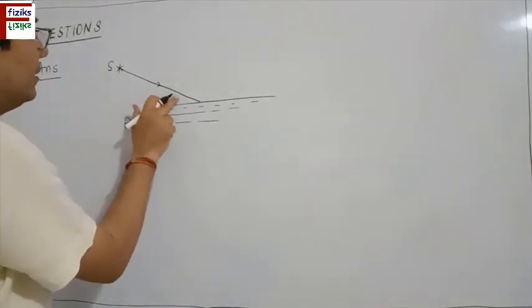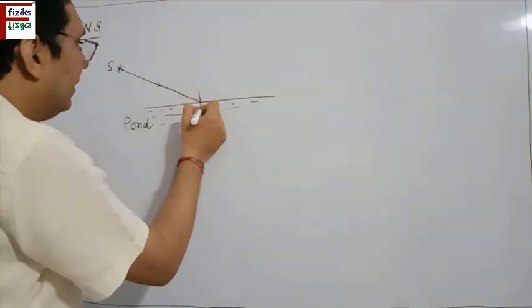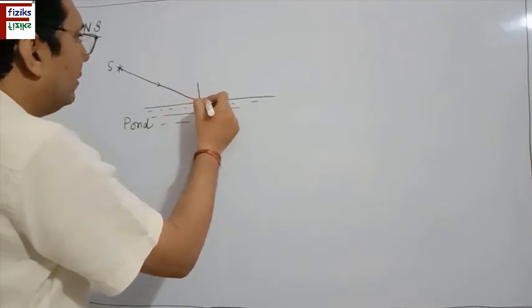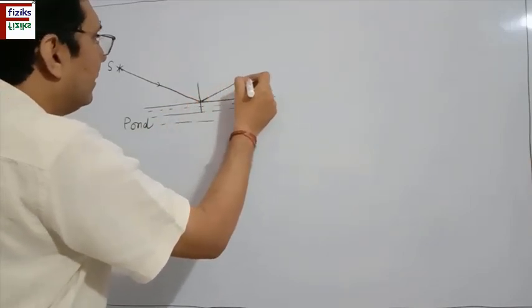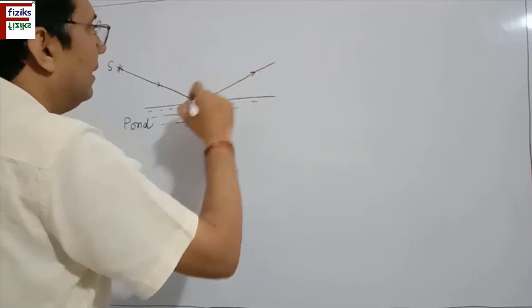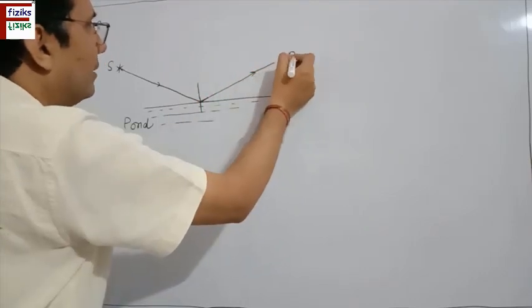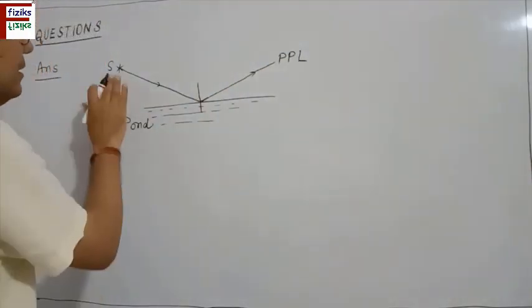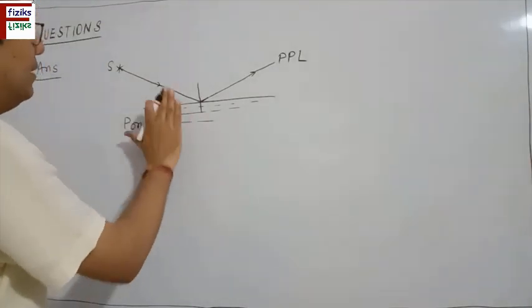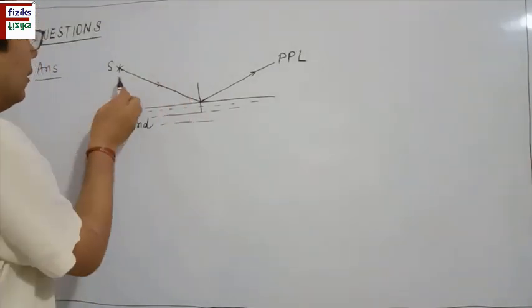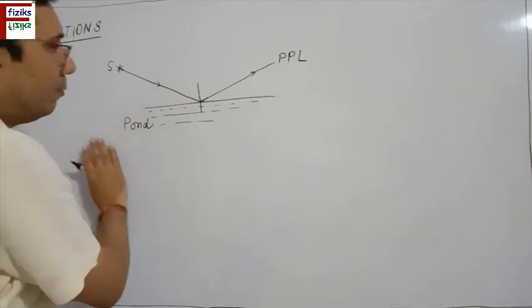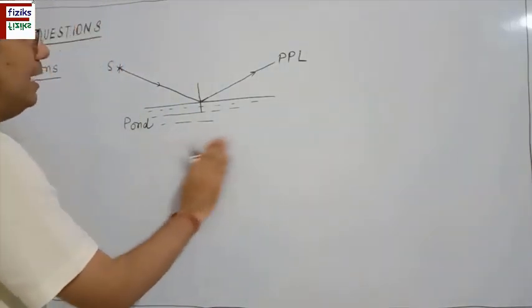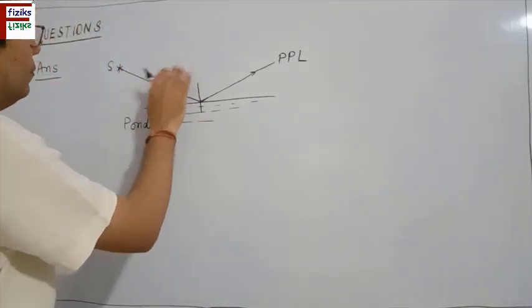Light is coming from the sun. It is incident obliquely, and on the reflected side we are getting plane polarized light. So first we have to understand what the plane of incidence is. The plane of incidence is this board. The plane of this board is acting as the plane of incidence for question number 2.